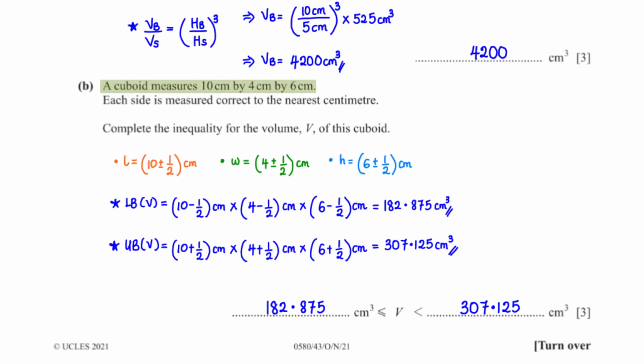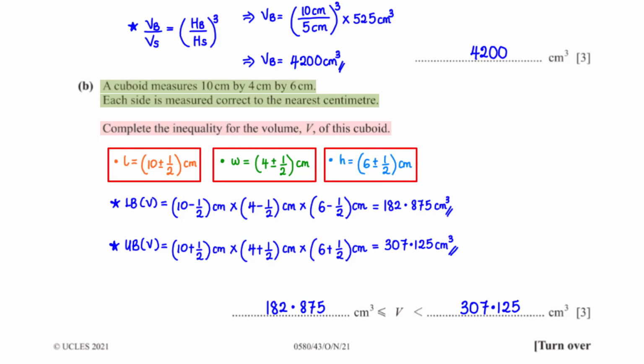A cuboid measures 10 centimeters by 4 centimeters by 6 centimeters. Each side is measured correct to the nearest centimeter. Complete the inequality for the volume V of this cuboid. When we correct the dimensions of the cuboid to the nearest centimeter, we add and subtract half a centimeter, that is, 1 centimeter divided by 2.